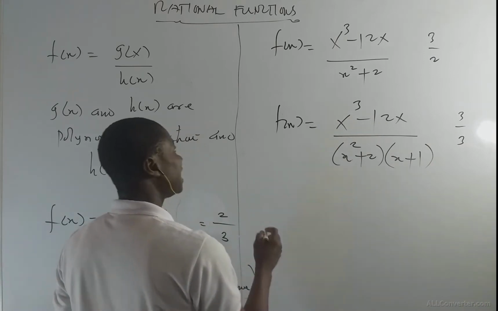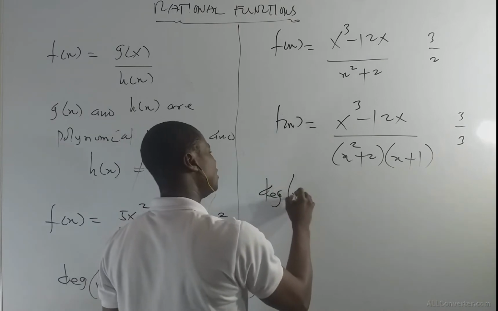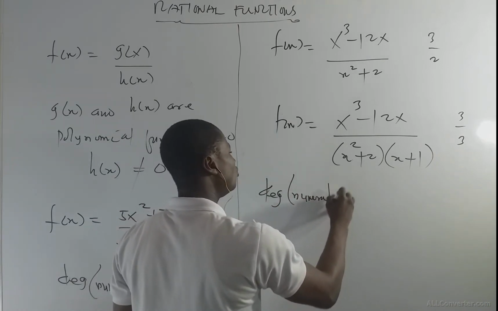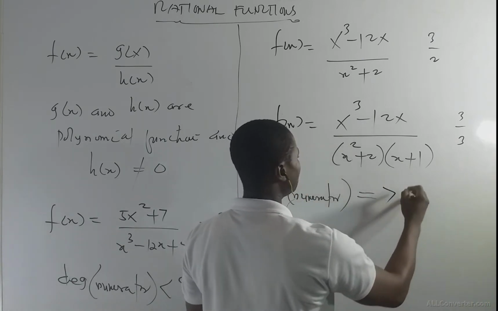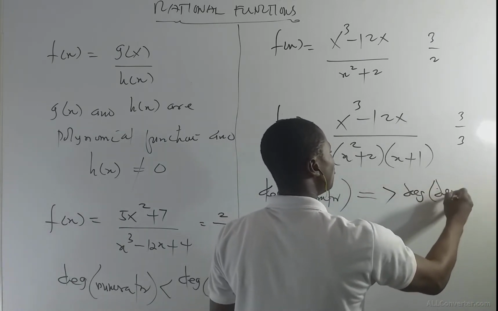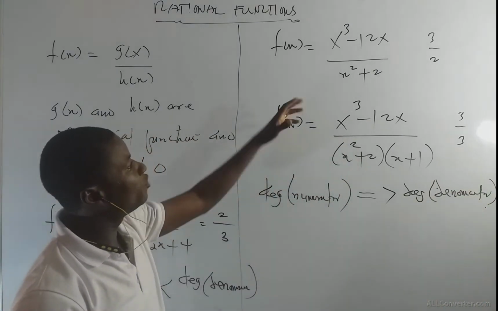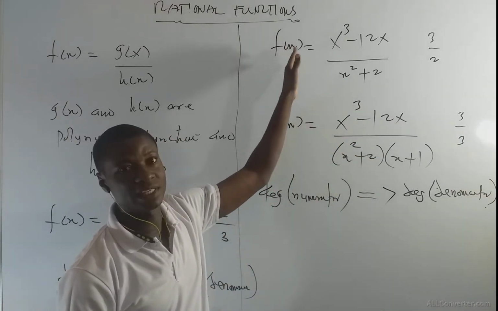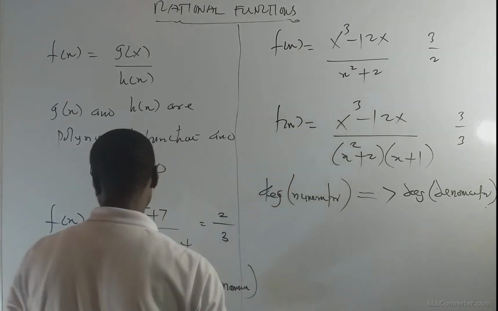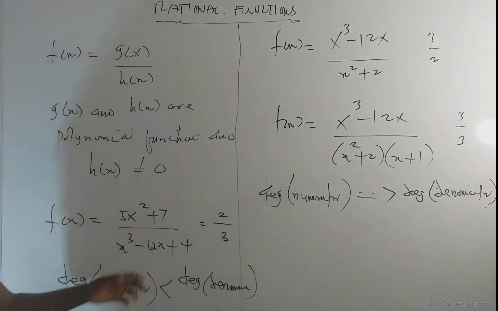So take note that for a rational function to be improper, the degree of the numerator must be equal to or greater than the degree of the denominator. And I guess you understand what we are talking about. So when the degree of the numerator is equal or greater than the degree of the denominator, then that rational function is an improper rational function. But when the degree of the numerator is less than the degree of the denominator, then we say that rational function is a proper rational function.